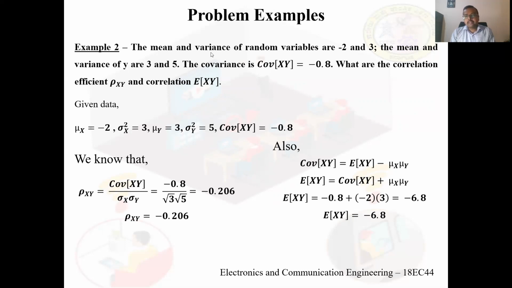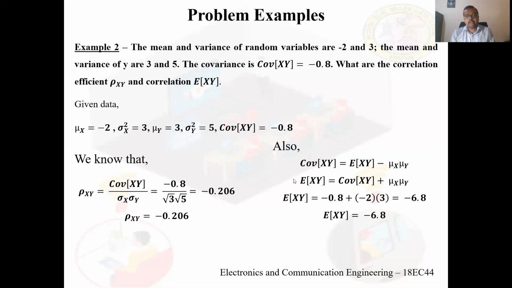Now variance is sigma square x. So what is sigma x then? Square root of 3. For y, the variance is given as 5, so sigma y will be square root of 5. Evaluate this one, simplify, and you get -0.206. So the correlation coefficient is equal to -0.206.